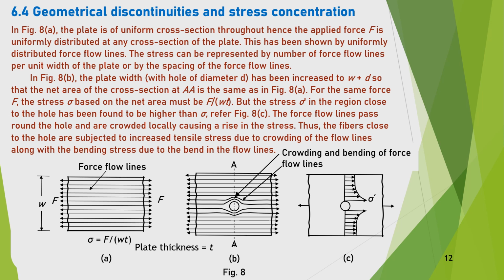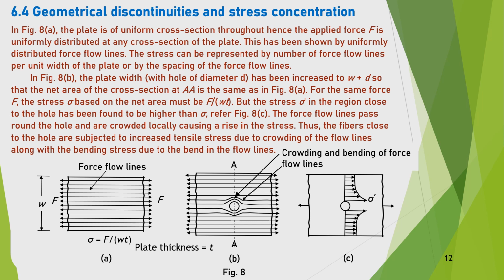Now we discuss the effect of geometrical discontinuities and the stress concentration on the maximum stress induced in the machine part. In figure 8a, the plate is of uniform cross section throughout, hence the applied force F is uniformly distributed at any cross section of the plate. This has been shown by uniformly distributed force flow lines. The stress can be represented by the number of force flow lines per unit width of the plate or by the spacing of the force flow lines.